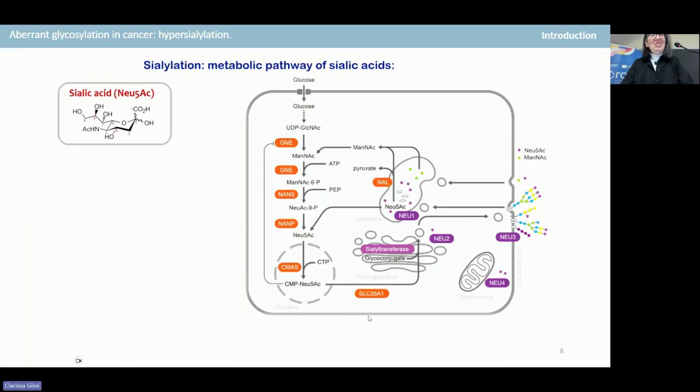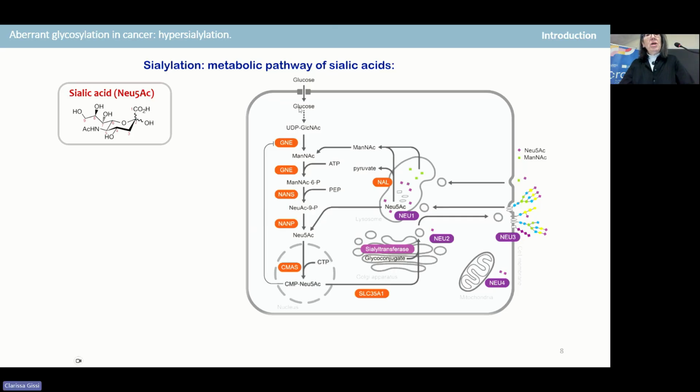As we will talk about sialylation, here is a brief slide showing the metabolic pathway of sialic acids. Sialic acids comprise a family of monosaccharides, but in particular, the most common one in humans is neuraminic acid, which has this structure. It is a negative monosaccharide because it has this carboxyl group that at physiological pH has a negative charge, and it is always found at the terminal end of these glycan structures.